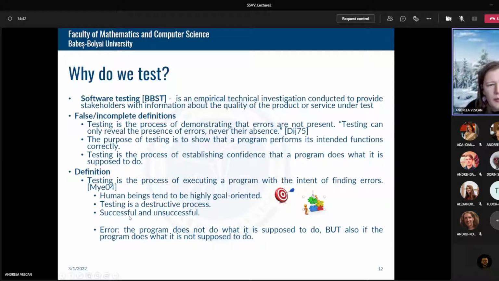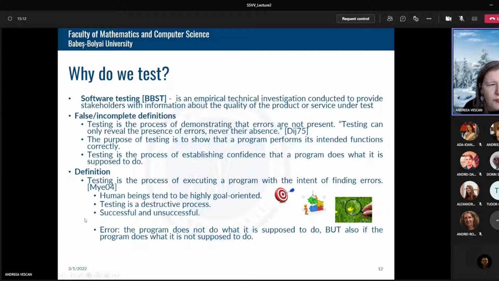And also a very important definition of testing is regarding the successful and unsuccessful keywords. So the idea that the aim of testing is to find bugs. So actually it's the other way around. When we found the bug, we said we are successful. So the successful part is when we found the bug, not the vice versa.